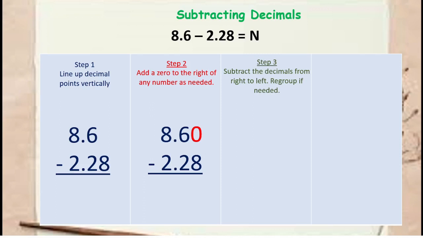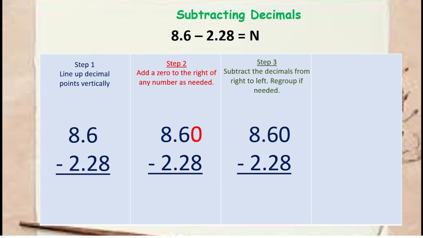We are now ready to subtract the decimals from right to left. Regroup if needed. If the number in the minuend is smaller than the number in the subtrahend, we have to regroup to the next place value, just like on the first digits.